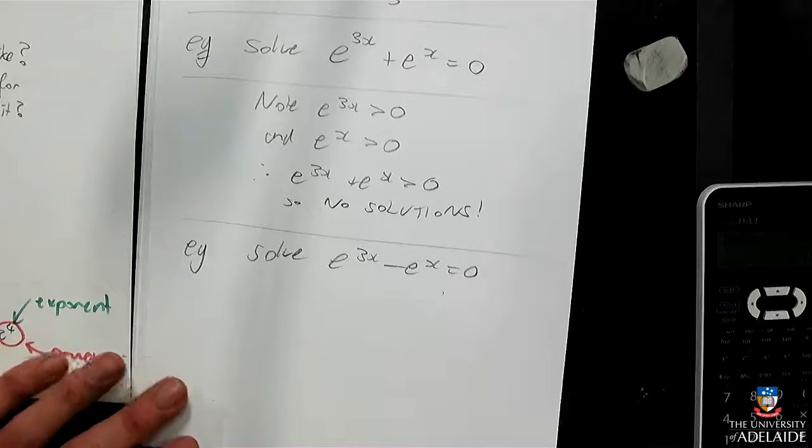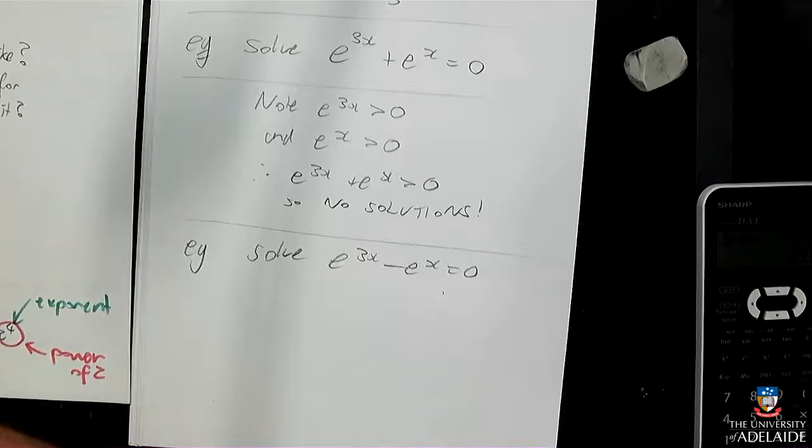What if it was a minus? That might possibly be equal to 0, because they're both positive, but you can subtract two positive numbers to get 0.